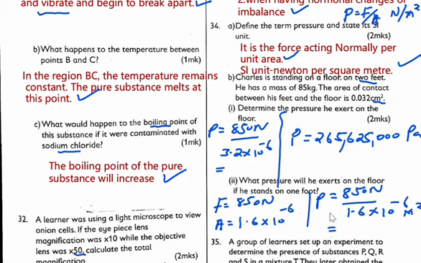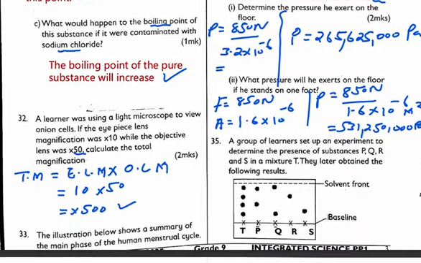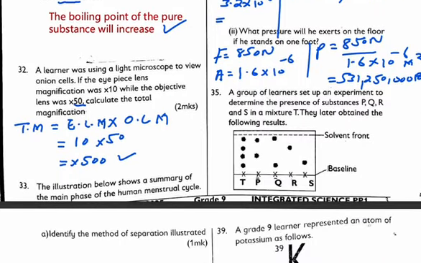When you divide these two, you'll see it is again a very big number: 1,250,000 pascals, or newtons per square meter. So that is the answer to Roman 2. Let's go to number 35.